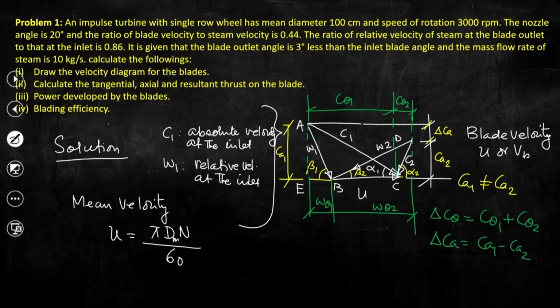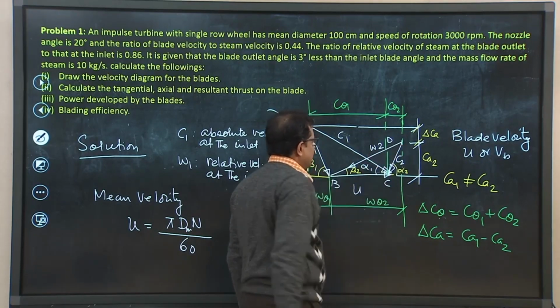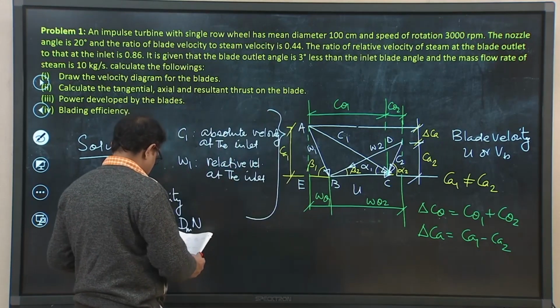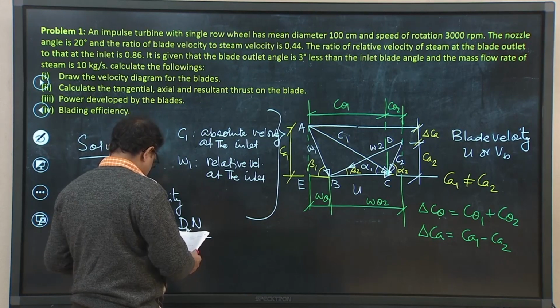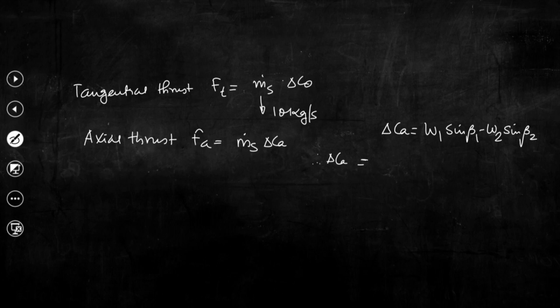See, what is C A 1? Because already we know beta 1 and already we know W 1. So, that is C A 1 by W 1 equal to sin beta 1, and beta 2 already you have calculated, we know W 2 from the blade velocity coefficient, blade friction coefficient, and then we can easily calculate from these velocity triangles. So, we can write this, that W 2 sin beta 2, this is W 1 sin beta 1 minus W 2 sin beta 2 equal to, therefore, delta C A equal to W 1 sin beta 1 minus kb into W 1 sin beta 2.